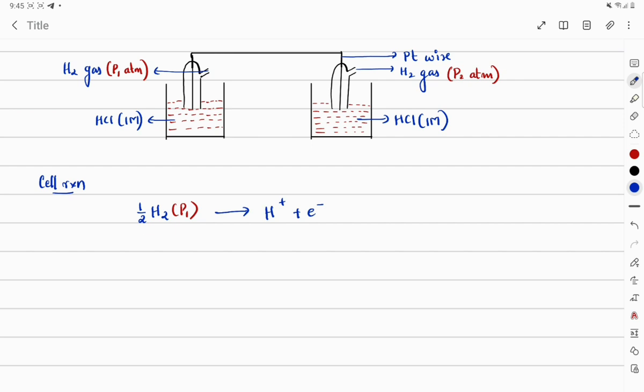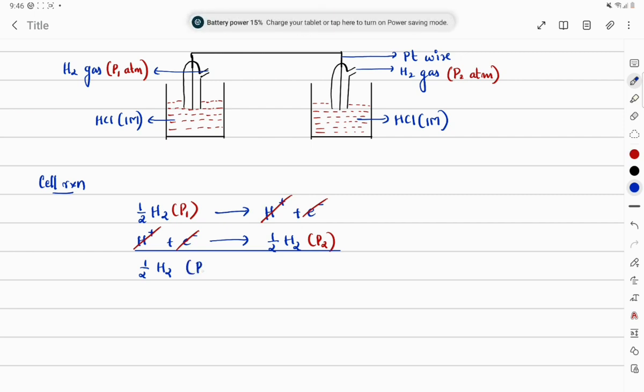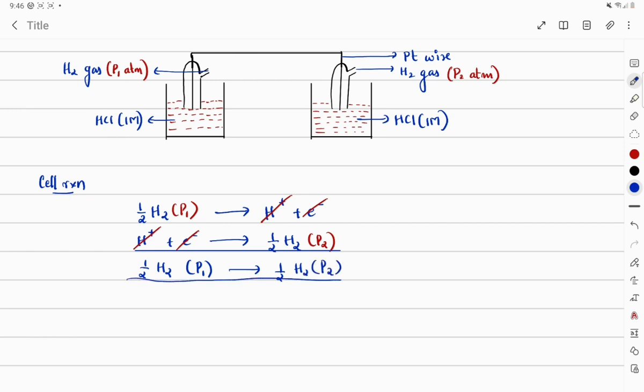In cathode, what's happening? Just the opposite reaction. H plus combines with electron, getting reduced into half H2, but the pressure is P2 atm. Just writing P1 and P2. Now we can easily write the overall reaction. The electrons cancel, and H plus, being of the same concentration, we can cancel also. What's left is half H2 at P1 pressure, giving half H2 at P2 pressure. This is the overall cell reaction.